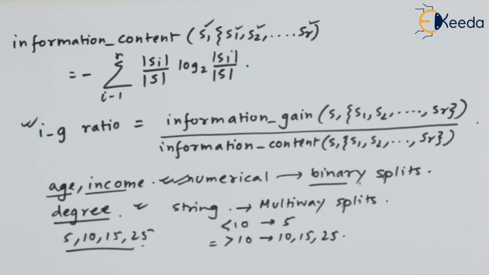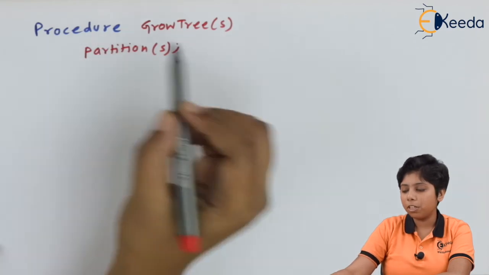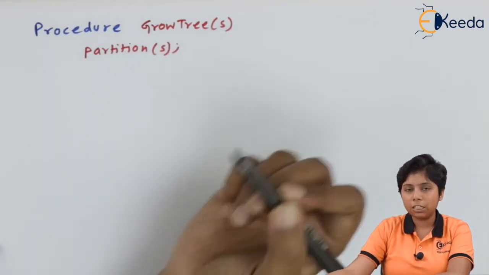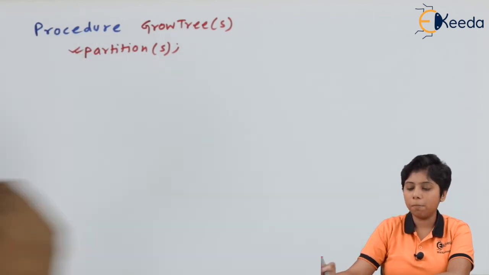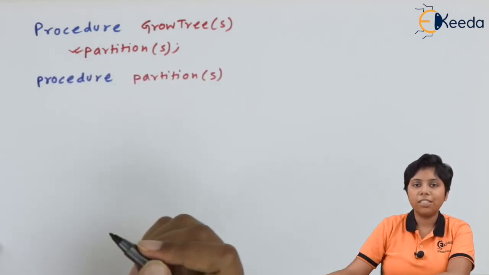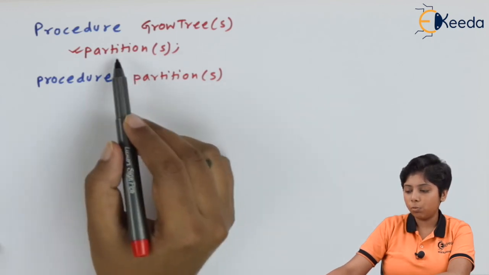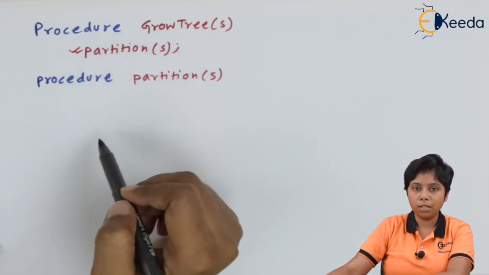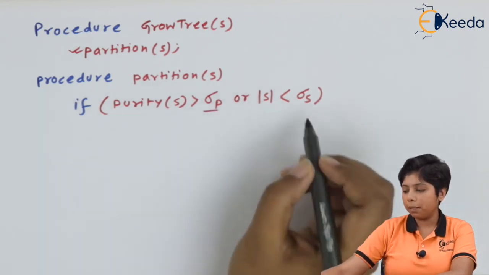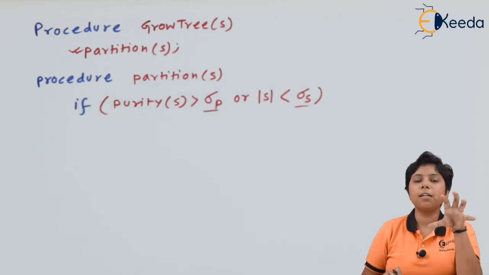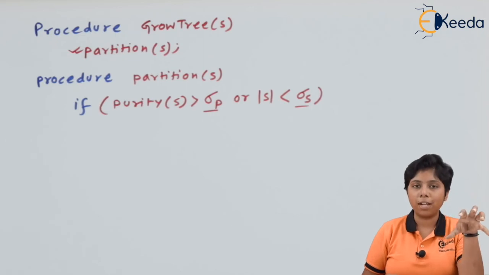So let us first look at the algorithm for finding a decision tree. We are introducing one procedure, GrowTree, which takes a single decision tree S, and inside that we are creating partitions for that tree. Now we define the procedure Partition(S), which we call from GrowTree. Here we consider purity and size, so we have two cutoffs, delta P and delta S, which are the maximum or minimum values for purity and size.